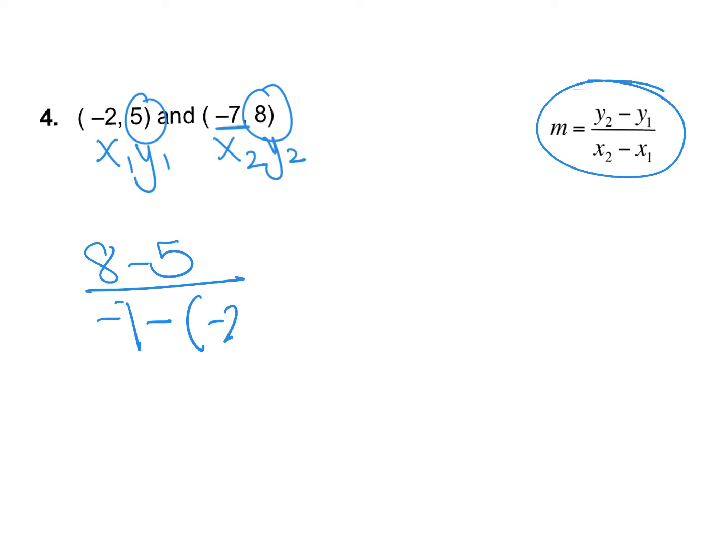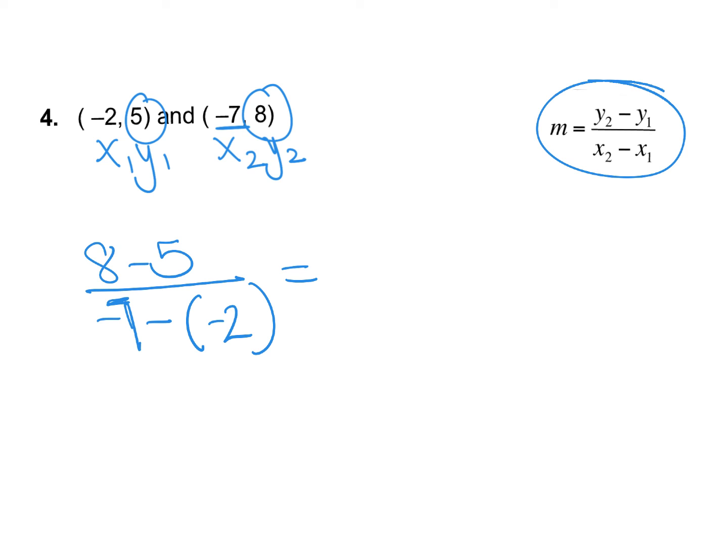minus -2. Now, it wouldn't matter if I took Y of 1 minus Y of 2, but if I did that, I would have to take X of 1 minus X of 2. I think it's really important for you to just get in the habit of doing the same. Otherwise, you end up making mistakes. So I personally like the Y of 2 minus Y of 1 over X of 2 minus X of 1. You have to be consistent with them.